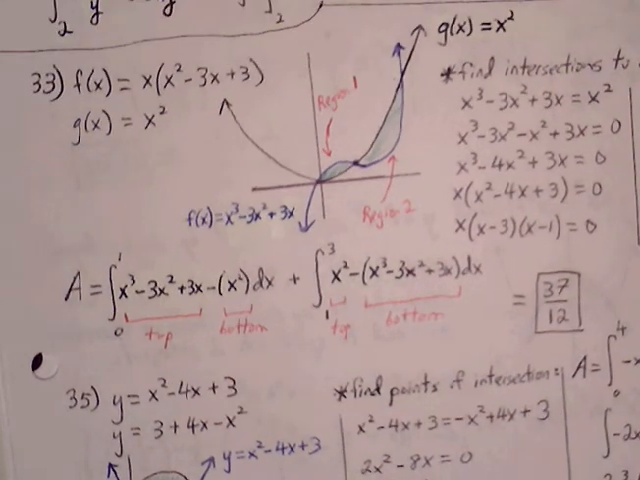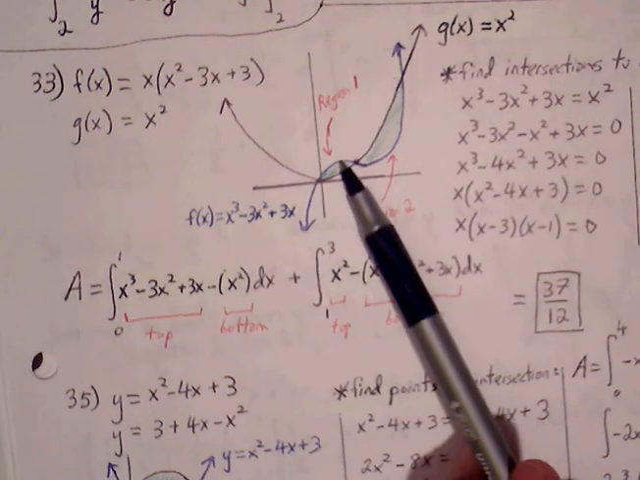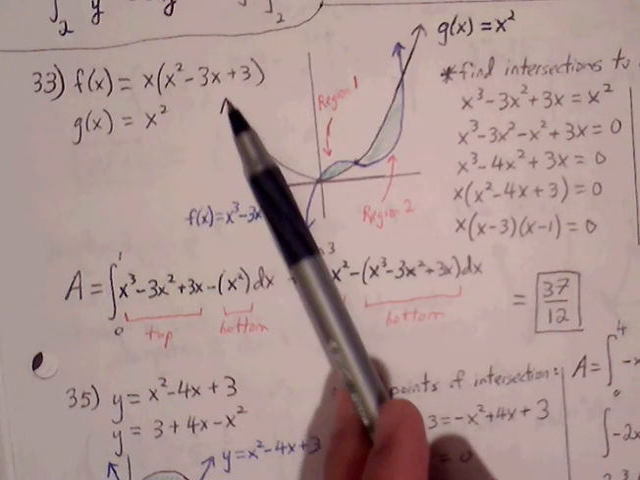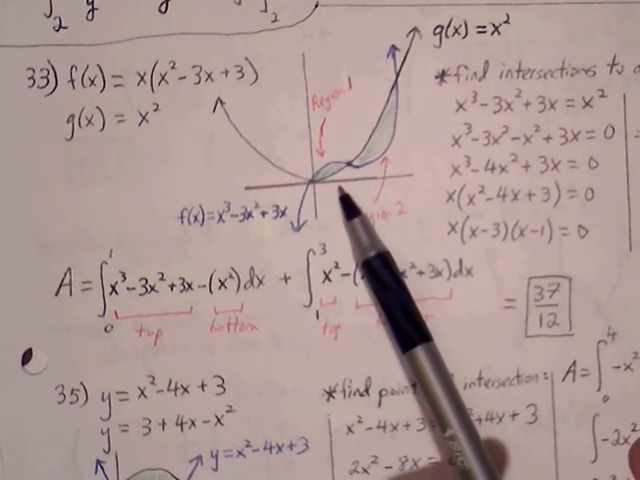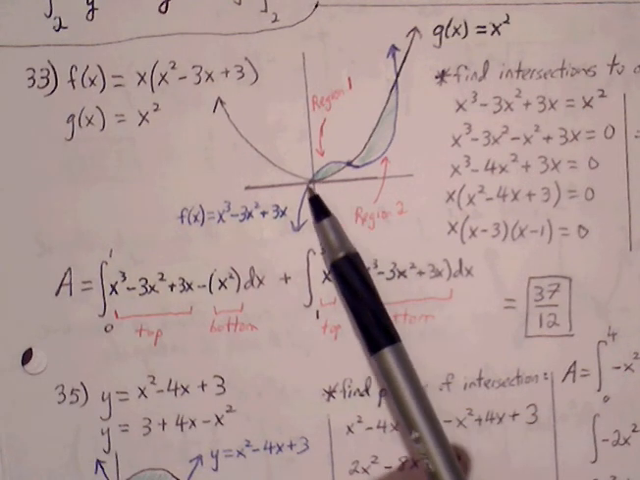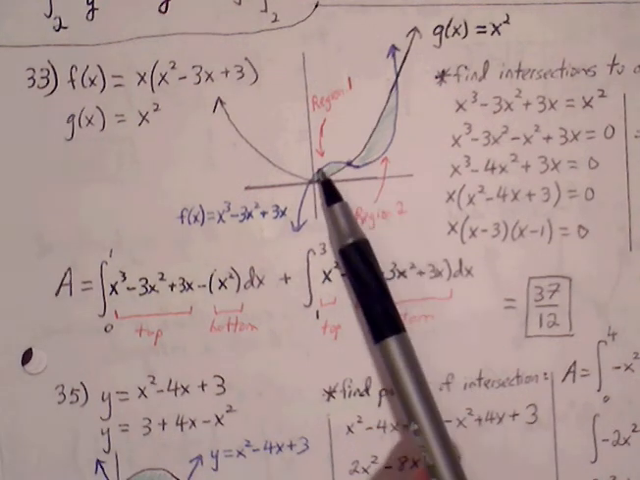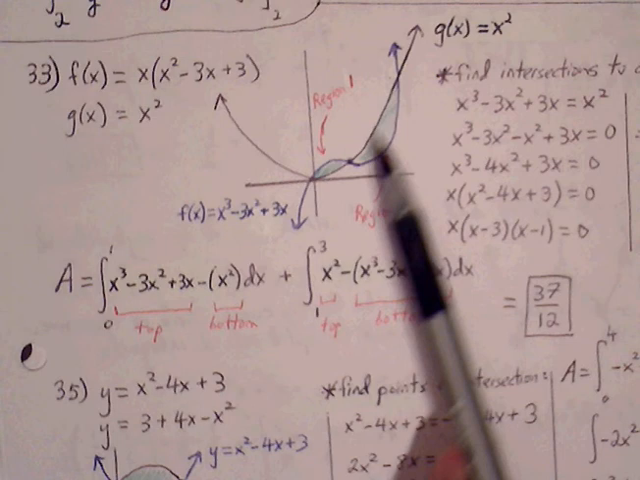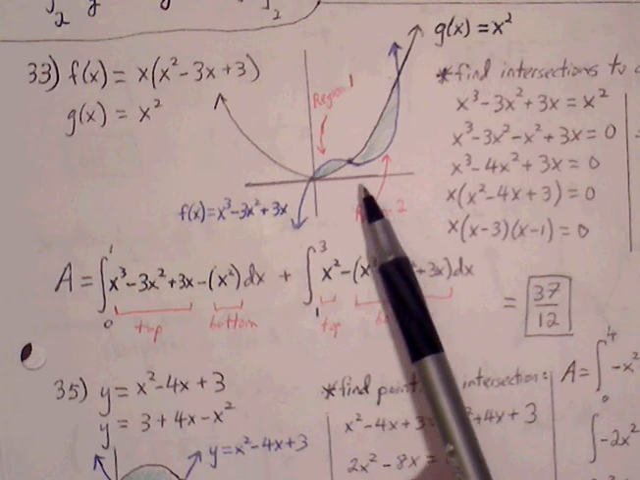33, we have a cubic function, x times x squared minus 3x plus 3, which you can see with this curve that I highlighted in blue, and the x squared, which is the parabola here, y equals x squared. Now, we can do the top minus bottom, but the problem that we have to be aware of is the fact that the top curve is going to alternate depending on which region we're in. So I split this up into region 1 and region 2. And also we need to identify these points of intersection, because these are going to be the bounds that we'll be using in our area formula.